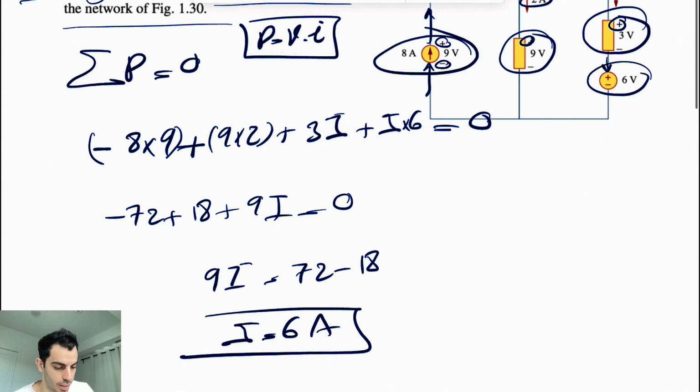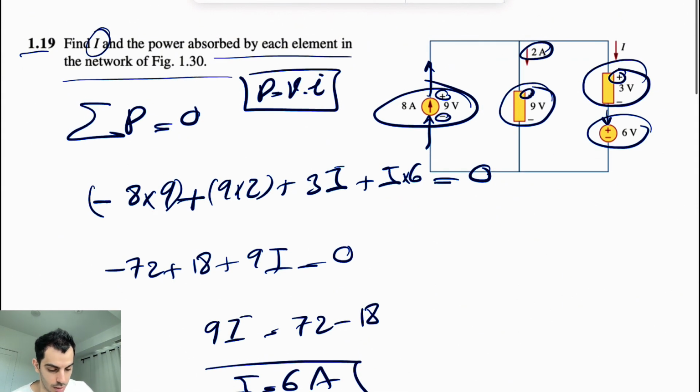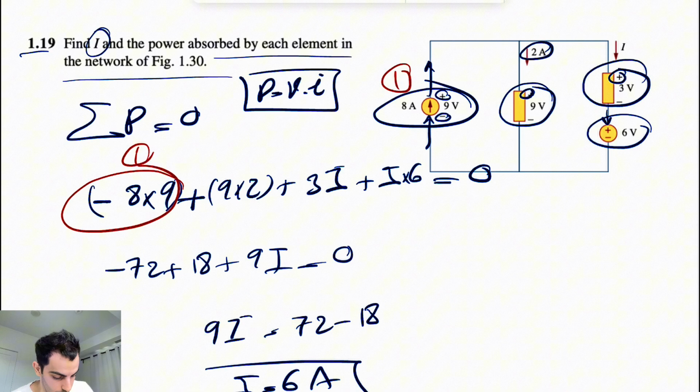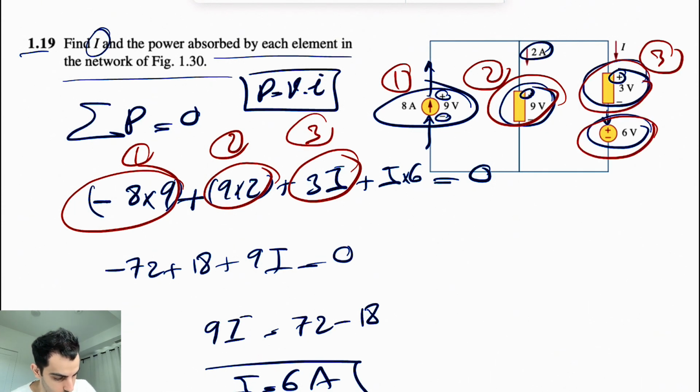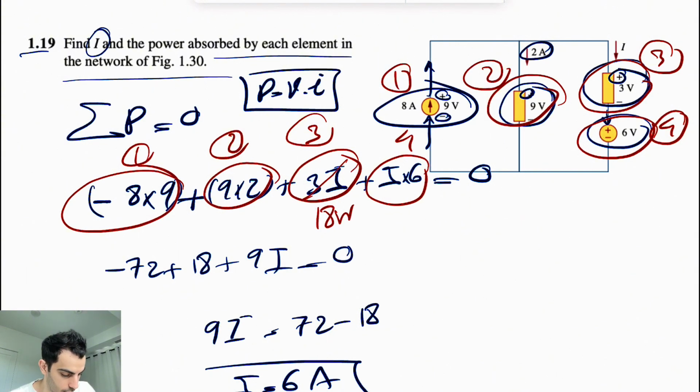So that's going to be our current, and for finding the power, we basically did the power for each of them. This is for element 1, this is for the second element, this is element 3, and this is element 4. We just have to multiply, so this is going to be 3 times 6, 18 watts, and this is going to be 6 times 6, 36 watts.